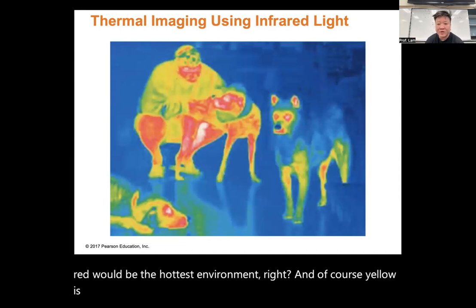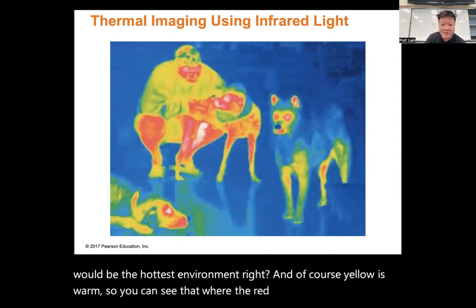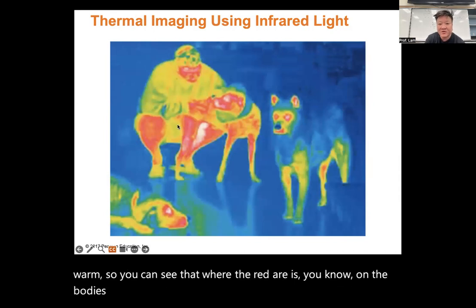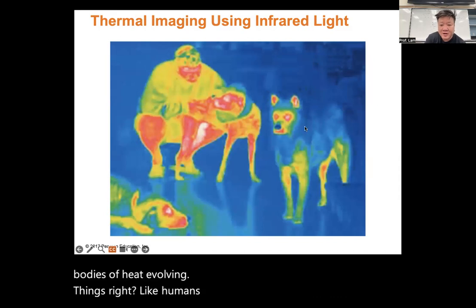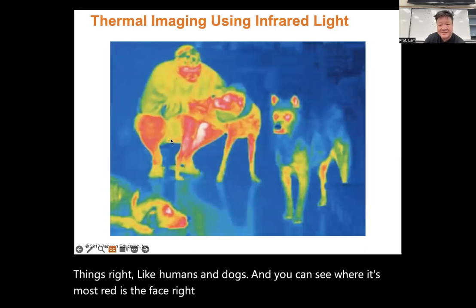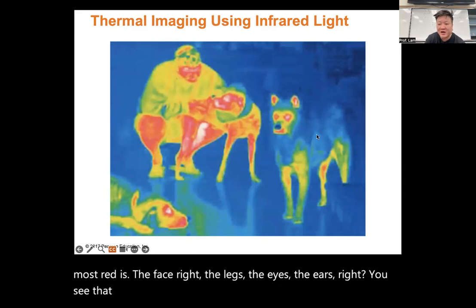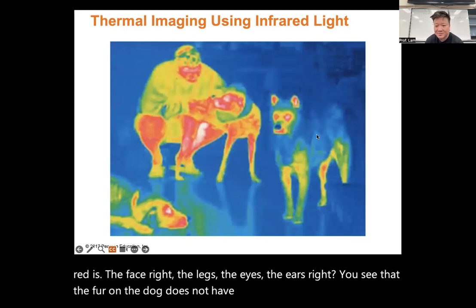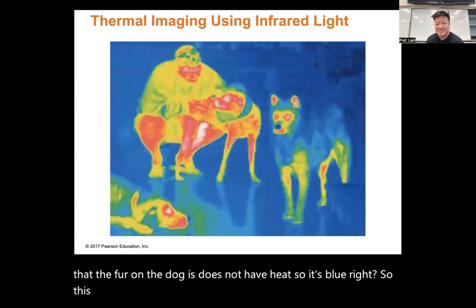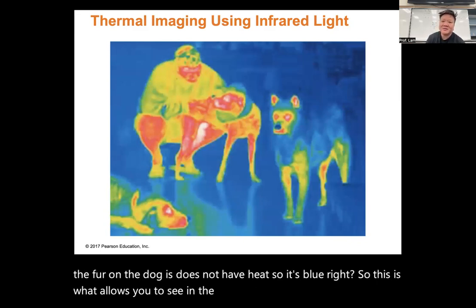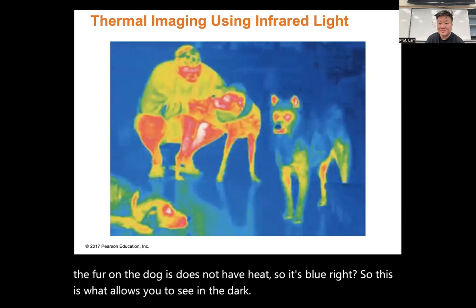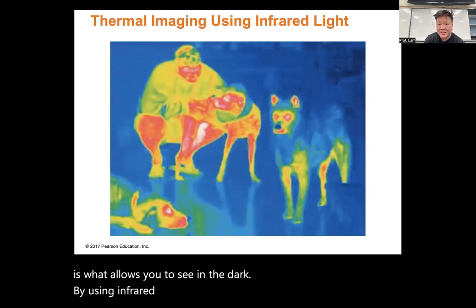So you can see that where the red are is on the bodies of heat evolving things, right? Like humans and dogs. And you can see where it's most red is the face, right? The legs, the eyes, the ears, right? You see that the fur on the dog does not have heat, so it's blue, right? So this is what allows you to see in the dark by using infrared, right? So you're picking up heat signature.